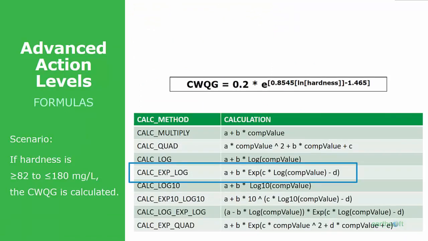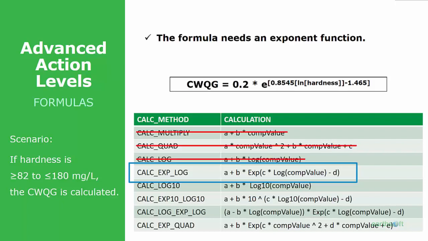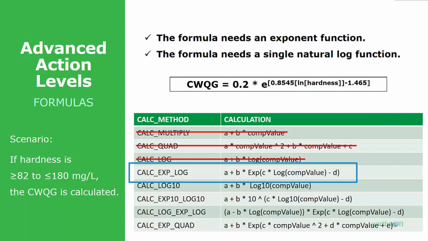Well, it looks like I've given up the hint here that we're going to go ahead and already select the calculation exponent log. And I can tell you that formula is correct, but let's go through my logic for how I got there. So I said the formula needs to have an exponent function first. So that excludes those first three in the list. And then I said the formula needs to have a single natural log function.